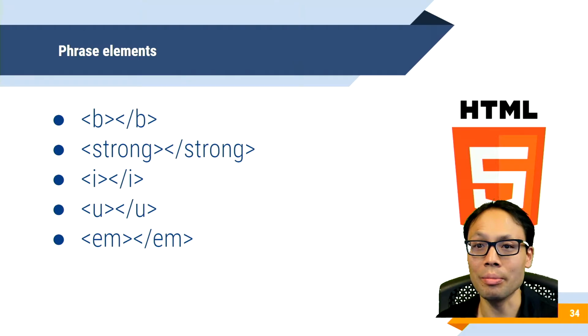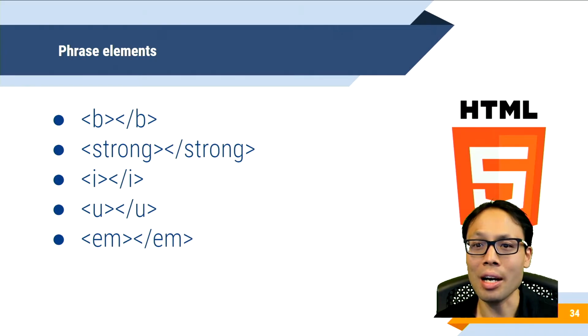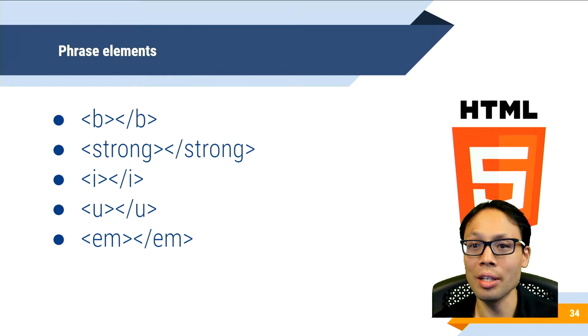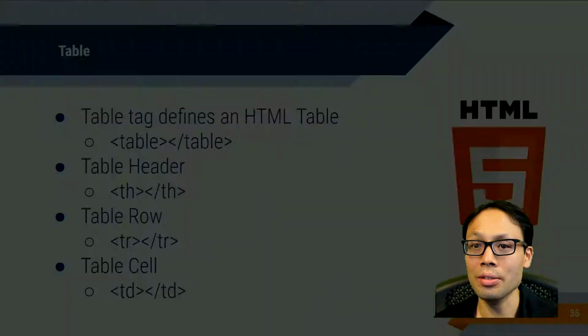All right, again, just some very common tags here. We've got B for bold, strong for kind of like very similar to bold. They're about the same actually. I for italicized, U for underline, and EM for emphasize.